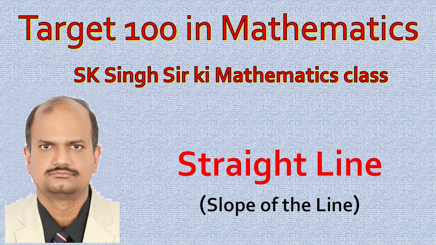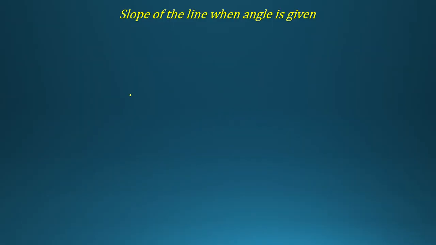Today we are going to talk about straight line, and a very important part of a straight line is slope. So let's start the lesson. Basically, what is the meaning of the slope? In simple language you can say slope means inclination.